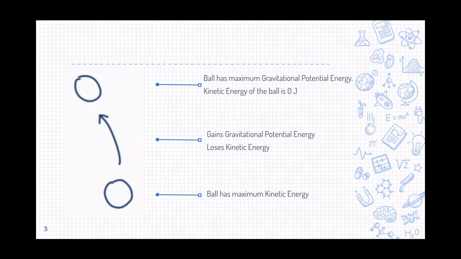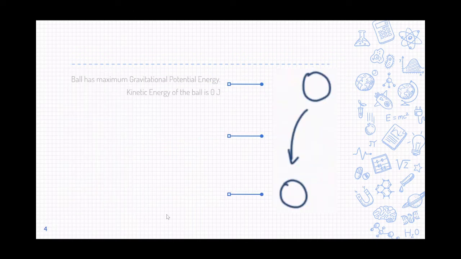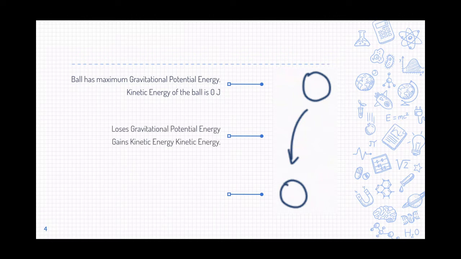What about when the ball moves downwards? Earlier, we found that at the top of the arc, the ball will have maximum gravitational potential energy, and the kinetic energy of the ball will be 0 joules. As the ball travels downwards, the ball loses vertical height and hence will lose gravitational potential energy. Since the ball loses gravitational potential energy, it will gain kinetic energy, and at the bottom of the arc, the ball will have maximum kinetic energy.